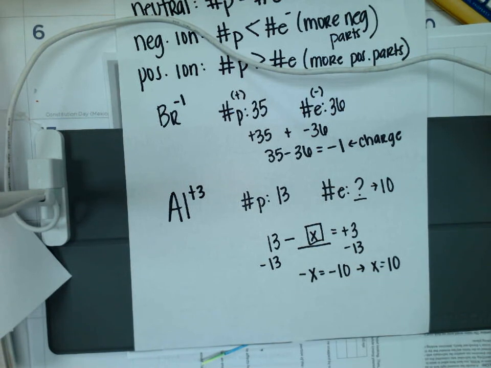So this was just a quick recap. I hope this helps the light bulb go off for you guys in how to simply calculate charge or number of electrons from whichever one you're given.